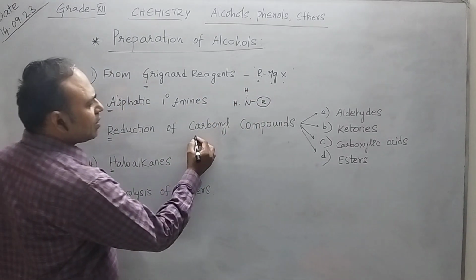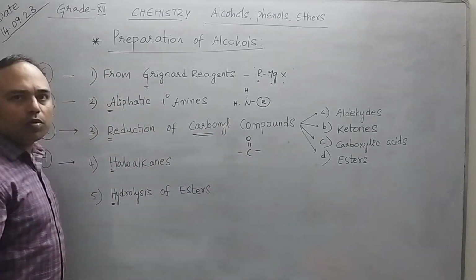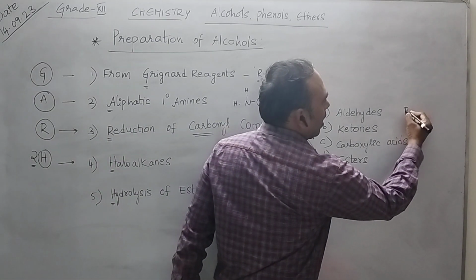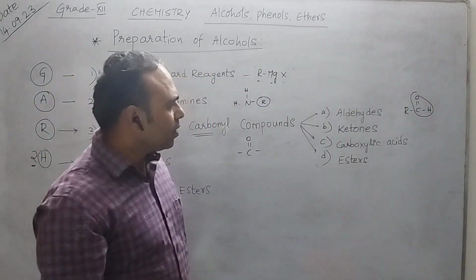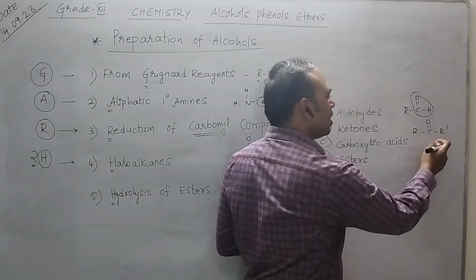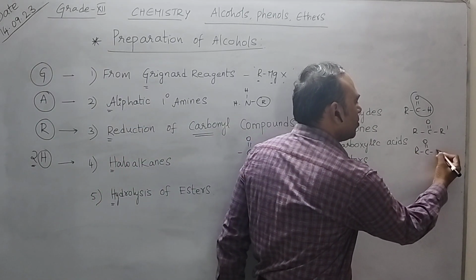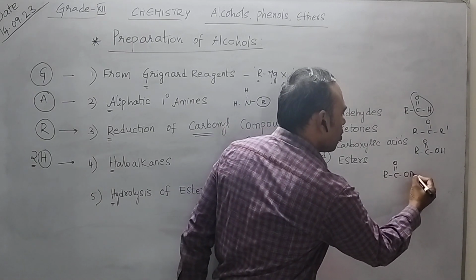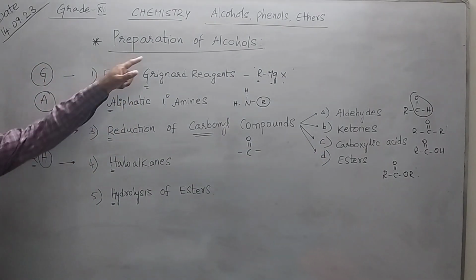Now, reduction of carbonyl compounds. What are carbonyl compounds? They contain the functional group C double bond O. Under that you have four important compounds. First one, aldehyde, R dash C double bond O dash H, nothing but aldehyde, CHO. Now ketones, on either side you have an alkyl group. This is familiar to us, RCOR dash. Carboxylic acid is R dash C double bond O dash OH, and finally ester is RCOOR dash. So these are the four important carbonyl compounds from which we are going to prepare alcohols.